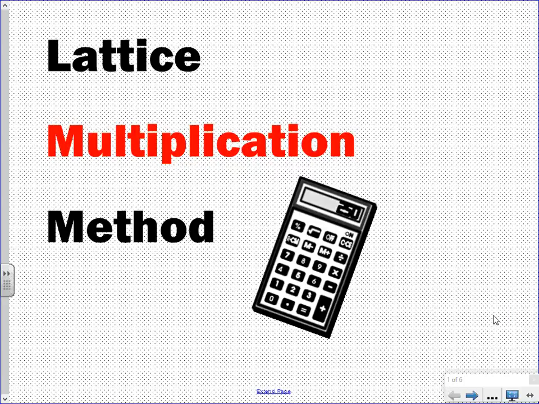Today, we're going to take a look at the lattice multiplication method. We're going to take a look at why we use it, how we use it, and what we need to know so we can use this method of multiplication properly.